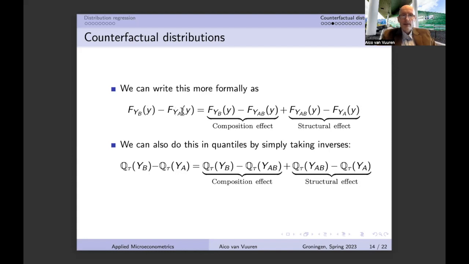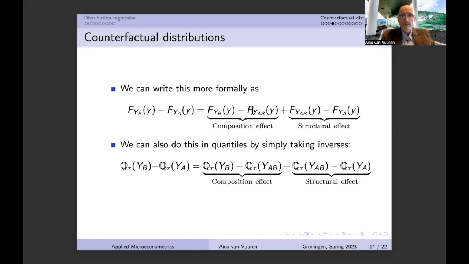Well, looking at this difference is already interesting, but what we can do is rewrite this a bit. We can subtract and add the distribution of Y_AB from this. Then of course we get four different terms, and what we should realize now is that we can take these two terms together. These two terms are usually called the composition effect. We can also take these two terms together, and that is usually called the structural effect. Let's first focus on the composition effect.